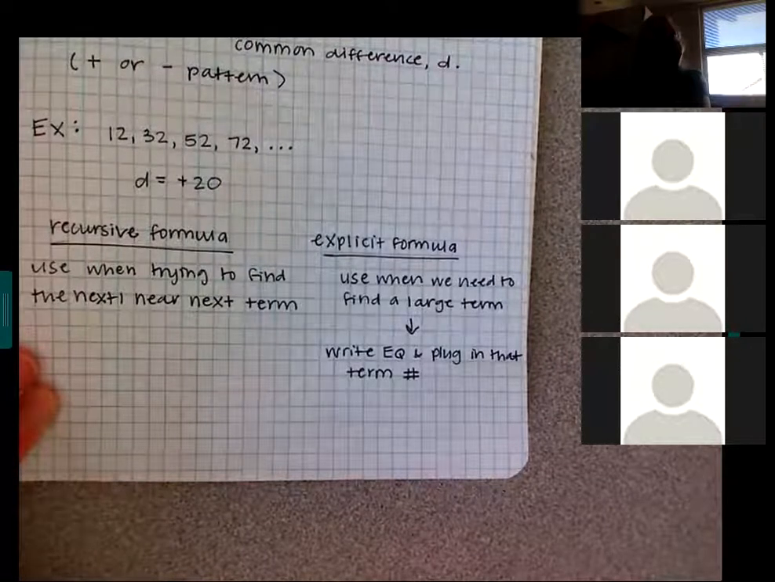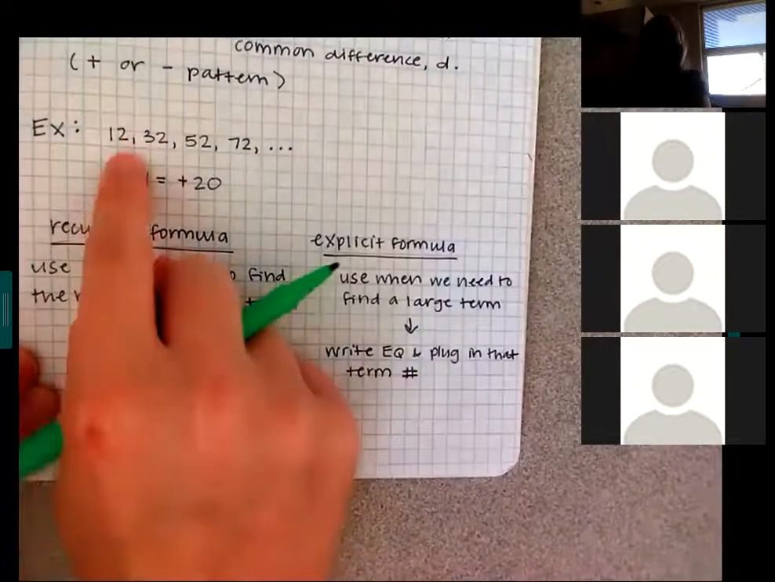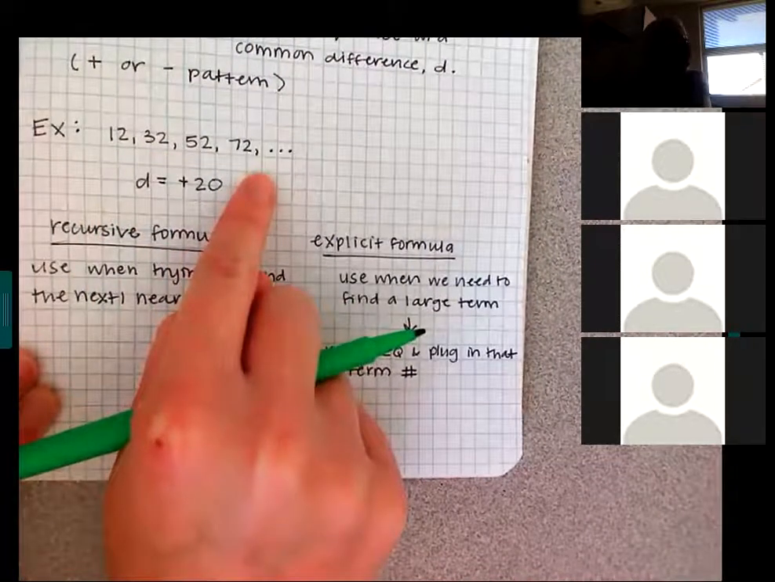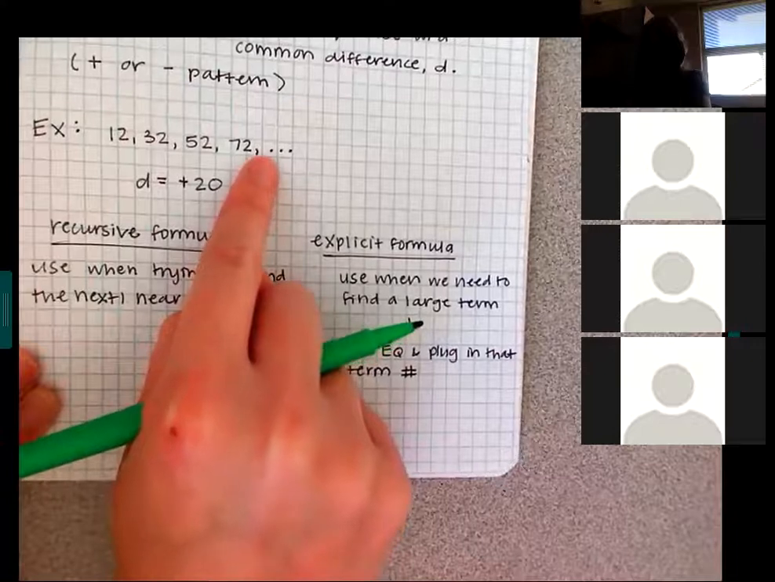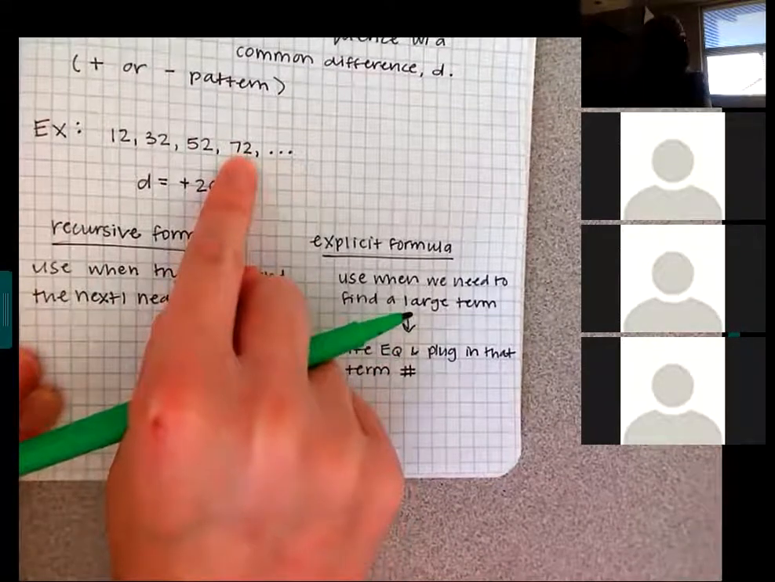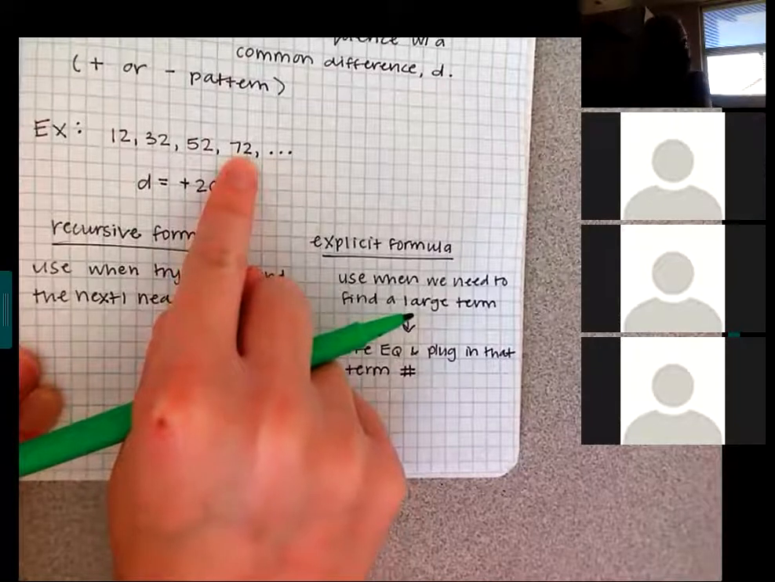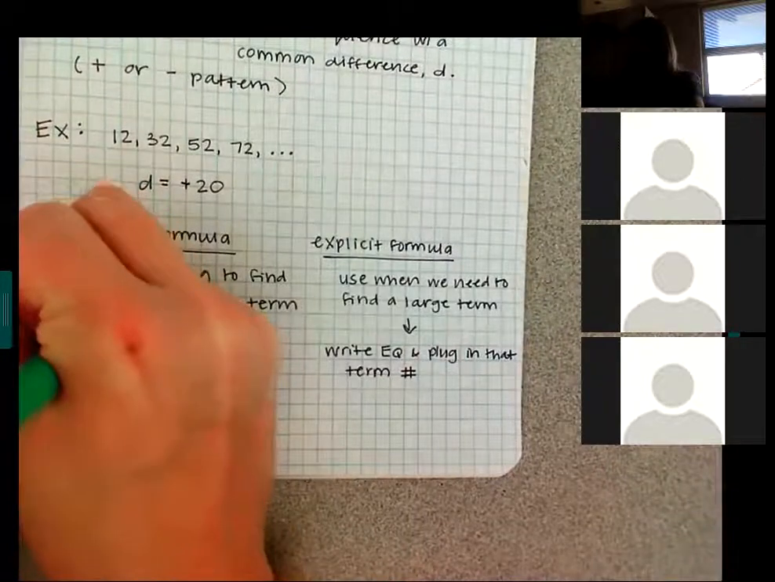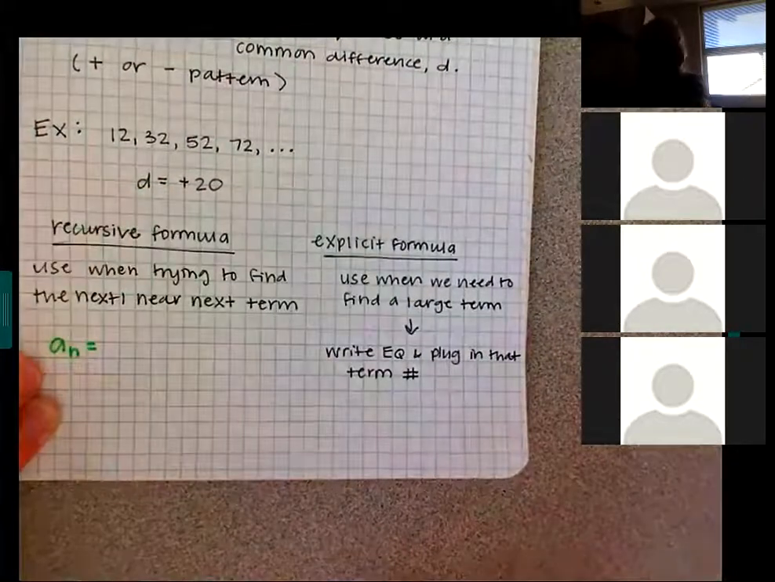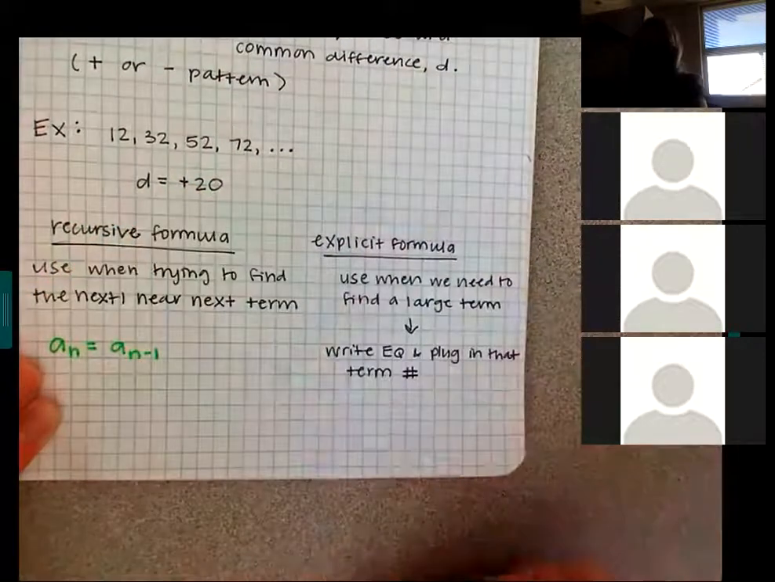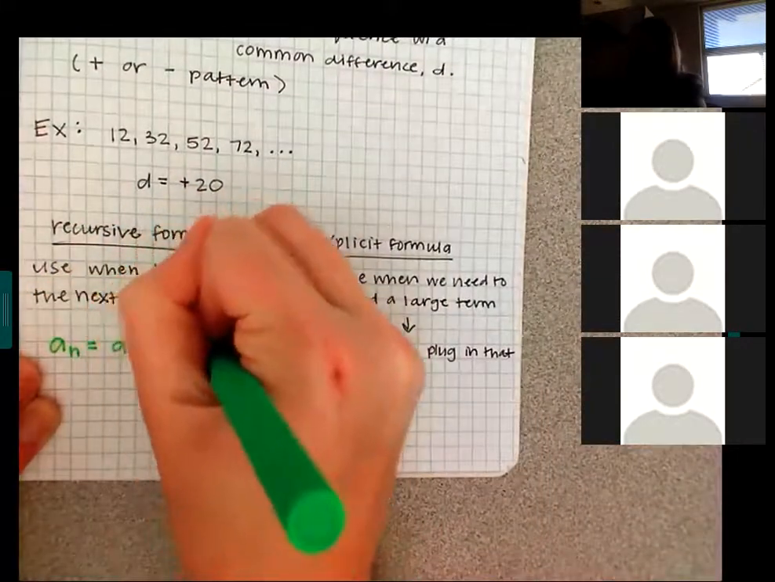All right, so let's use our sequence above if y'all are good. What did we do each time to each term? Add 20. So if I asked you to find the 5th term, you guys said it would be 92 because you took the one before it and added 20. So for a recursive formula, to find the term we want, A sub n, we're going to take the term that came before it and then add the difference.